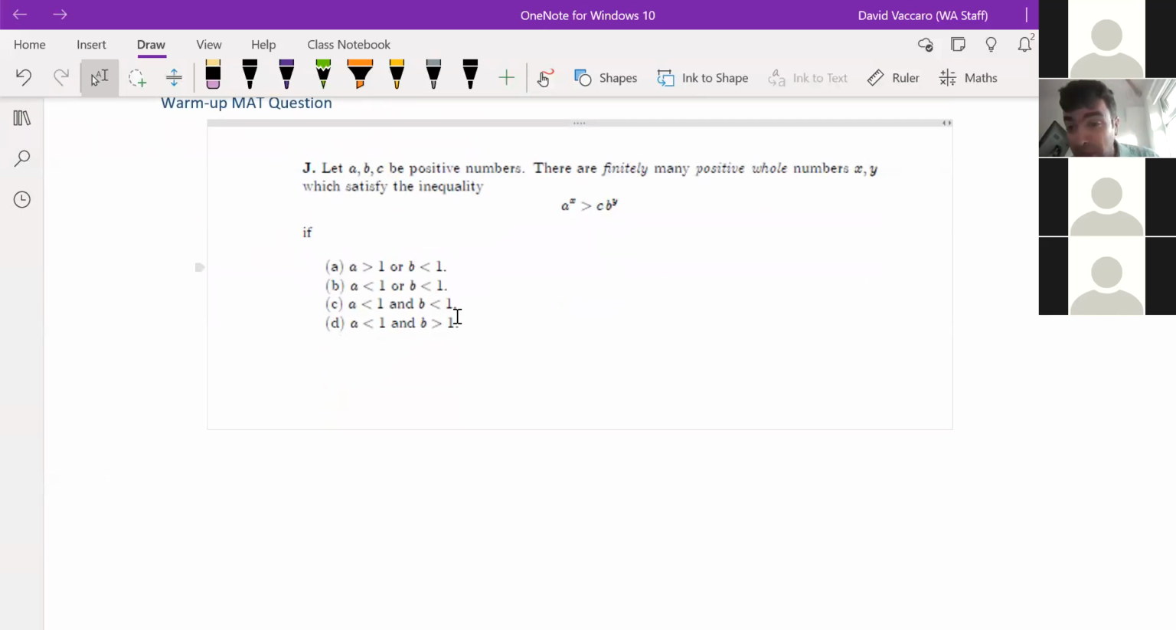I will give people a couple of minutes, 5 minutes max. I'll judge it by the chat. So it says let A, B, and C be positive numbers. There are finitely many positive whole numbers x, y which satisfy the inequality a^x > c·b^y. And it says this is true if, and then it gives us 4 conditions. So what I'd like you to do, once you think you've deciphered what this question means and once you think you've got an answer, is to put your letter into the chat.